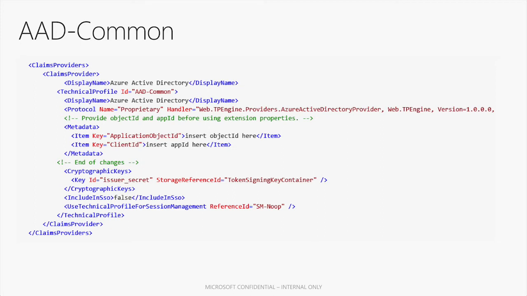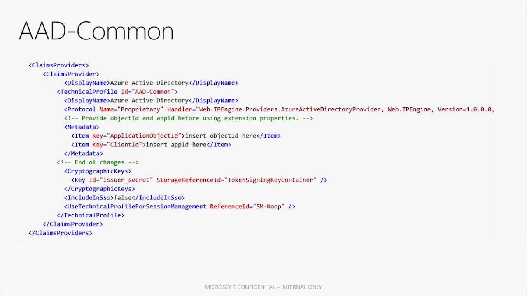If you go back to Ronnie's demo in key management, he uploaded a key, and that key was assigned a reference, assigned an ID. This policy is basically saying that for issuer secret, I need to use that ID that was specified while uploading the key in the key management blade. So that is where this is tied together.